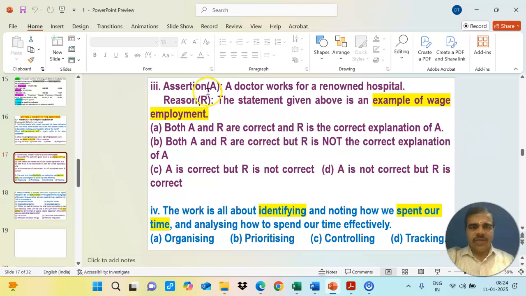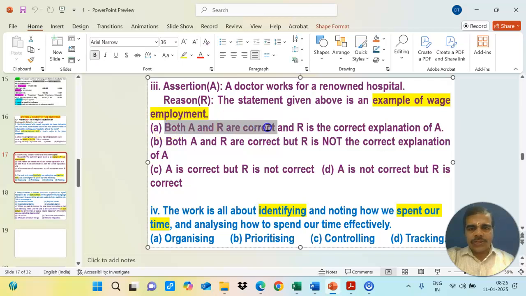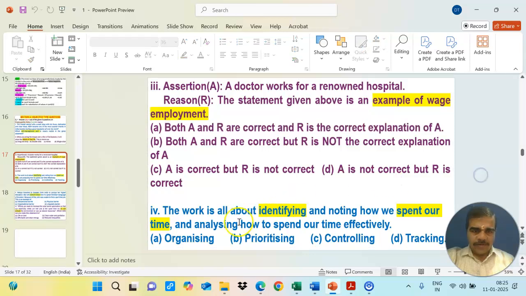Here, if you look at the assertion, a doctor works in a renowned hospital. One doctor working in a renowned hospital is correct, no problem. And the reason, the statement given above is an example of wage employment. As the doctor is working in a hospital, he will be getting some salary. So we can say that this is an example of wage employment. So the correct answer will be both A and R are correct and R is the correct explanation of A. Next, go for the fourth one.